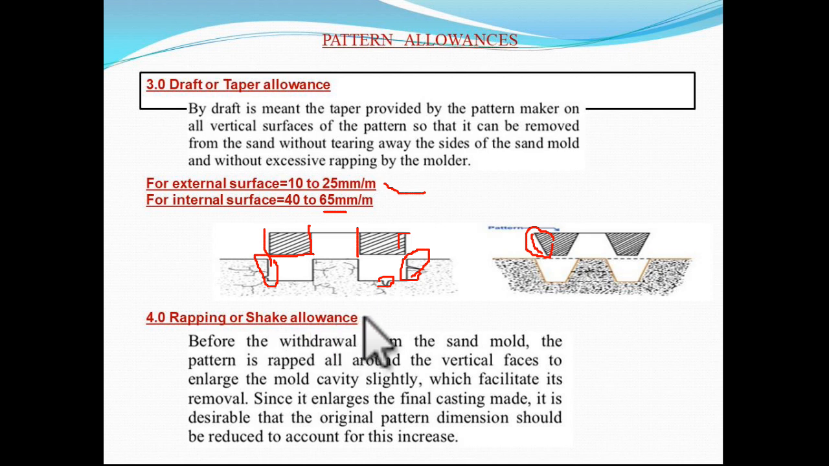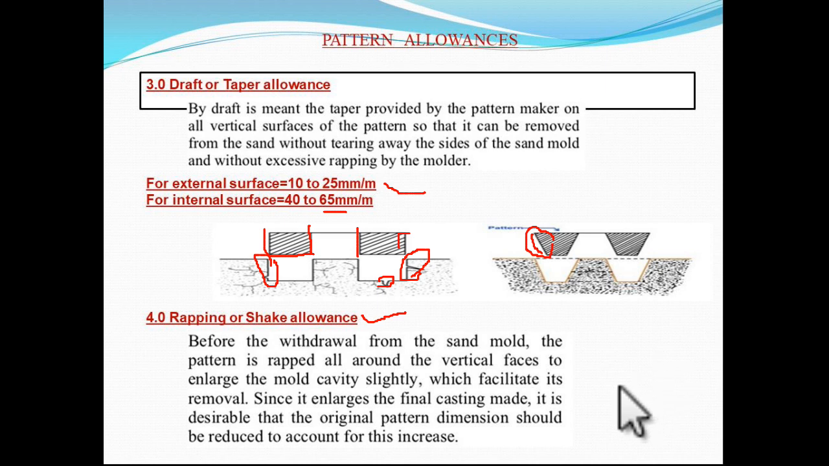And the last and very important one is shake allowances. Generally, the shake allowance is called an extra. Instead of giving extra size as in all other allowances, in this shake allowance we are going to reduce the dimensions of the pattern material. When removing the metal, before withdrawal from the sand mold, the pattern is rapped all around the vertical surfaces to enlarge the mold cavity slightly.